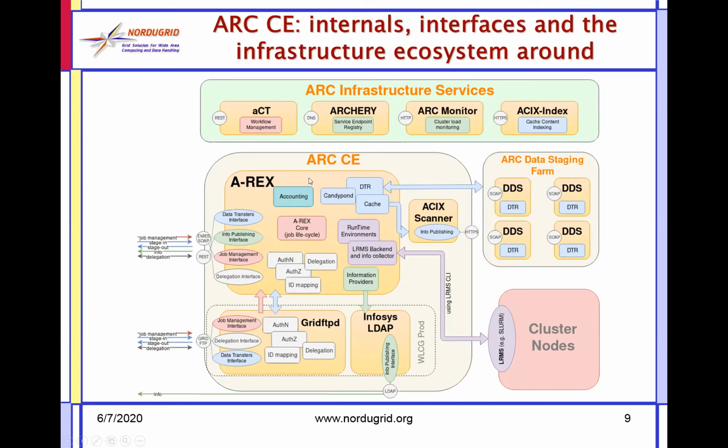I don't want to go into details. You can look at this slide later for the internals. What is interesting here is that you get those data staging components in an ARC6: the cache and the data transfer service, which makes ARC very powerful when it comes to moving data to the front end, from the front end to the worker nodes, and finally staging data out from the worker nodes to the remote storage elements.